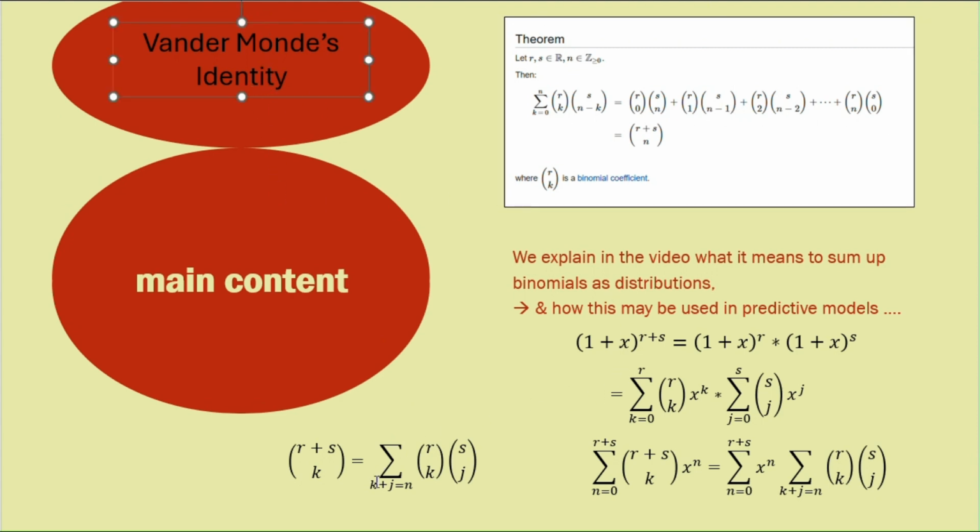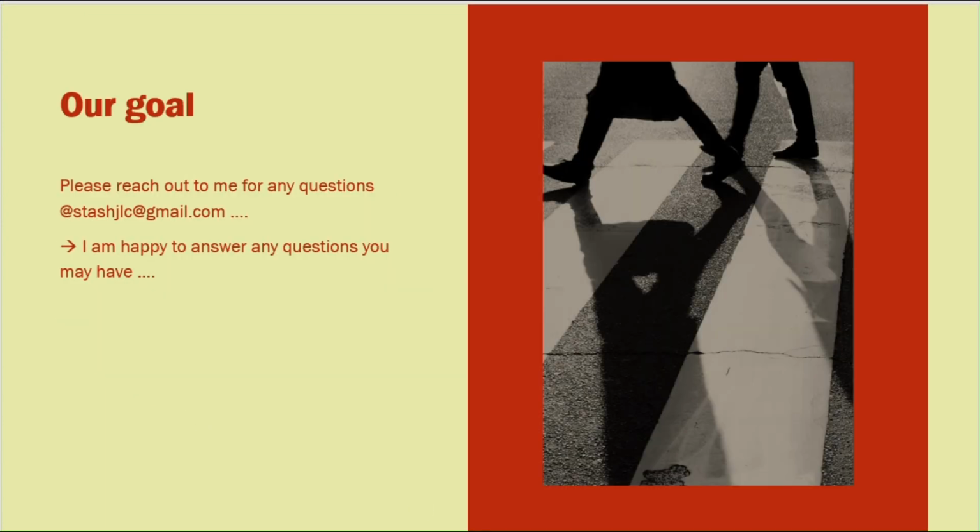So using Vandermonde identity, you get that r plus s choose n equals the convolution sum of r choose k and s choose j for all possibilities of k and j between 0 and n, all integer possibilities.